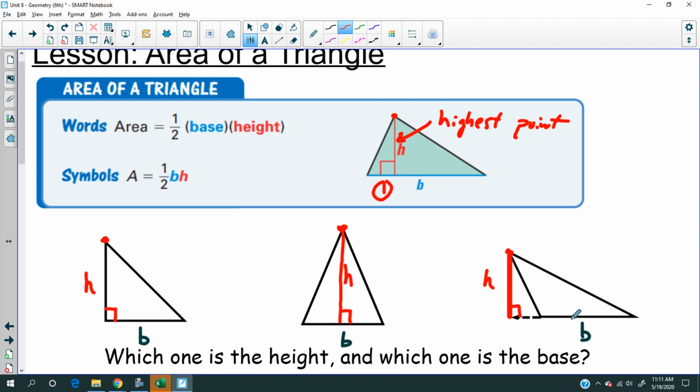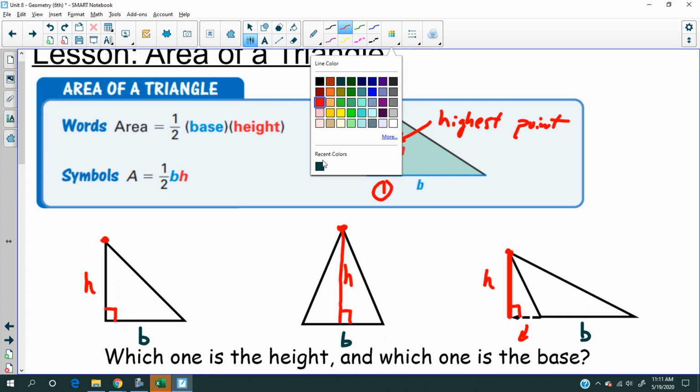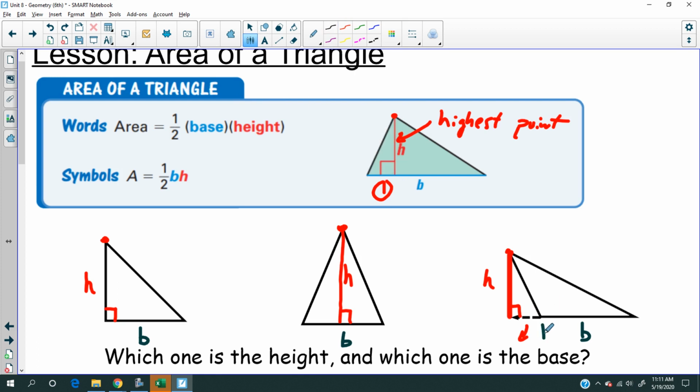So this is the base. I'll say it one more time. This is the base. That's the height for two reasons. By the way, you can extend this, but the extension is not part of the base. The base is just this right here. Let me change the color again. This is the base right here, from here to here. That's not the base.